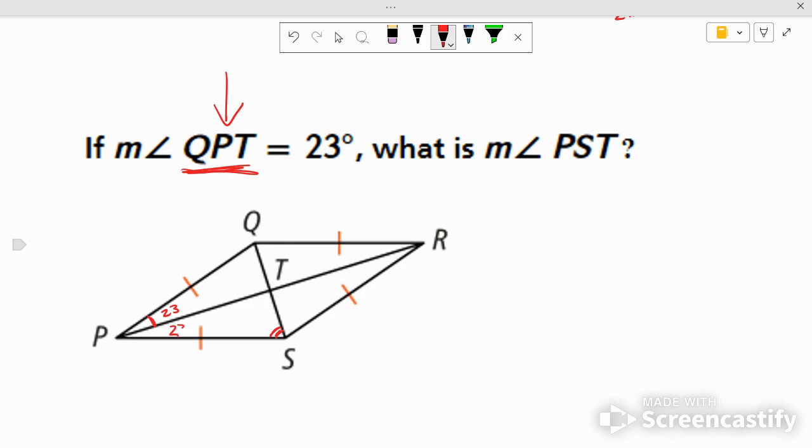23. And I know angle T, no matter where I'm at on angle T, it's 90. So what's left for PST? How much is left on that triangle? 67. 67, because 67 and 23 make 90, right? And 90 and 90 make 180.